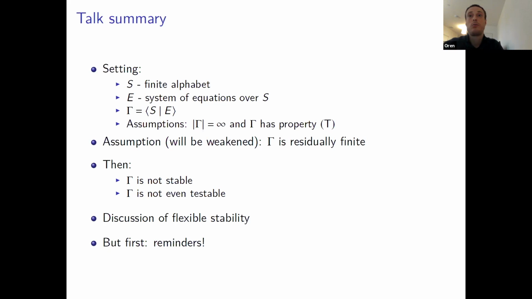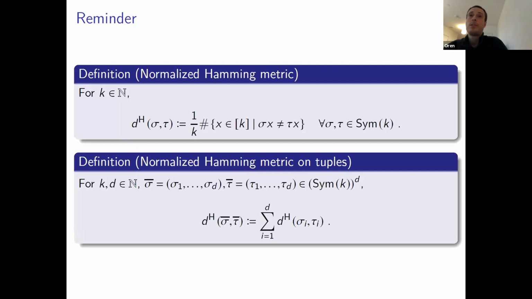Okay. So first, I'm writing DH. Did you see my cursor? Yeah, you do, right? Yeah.